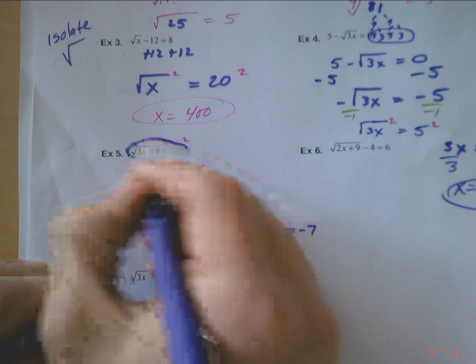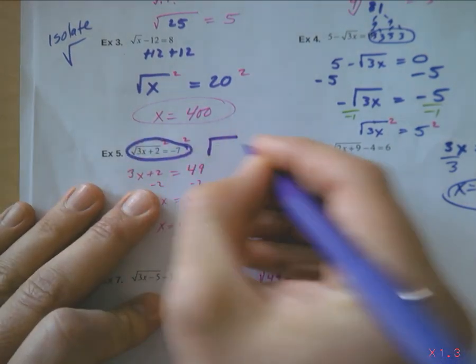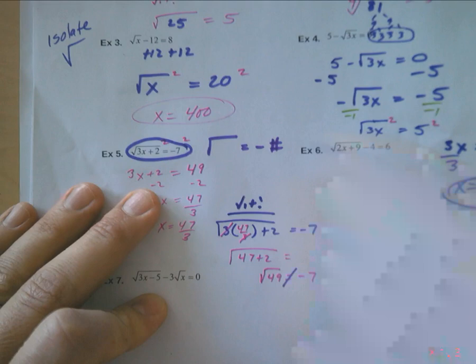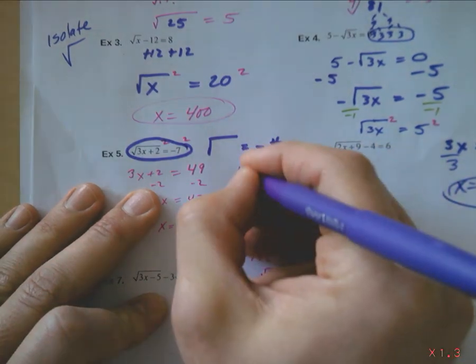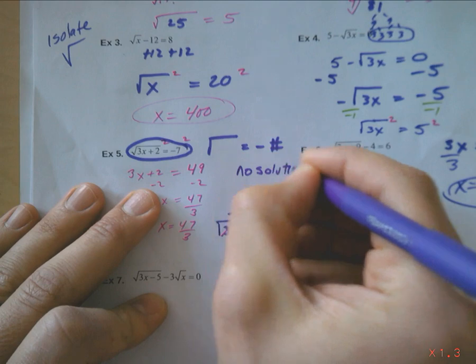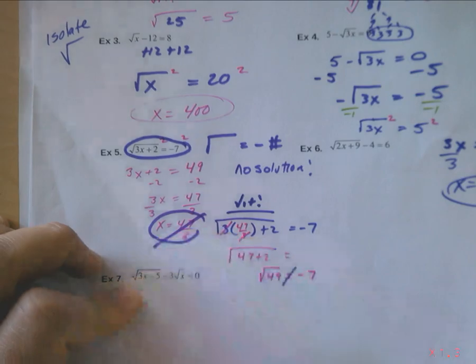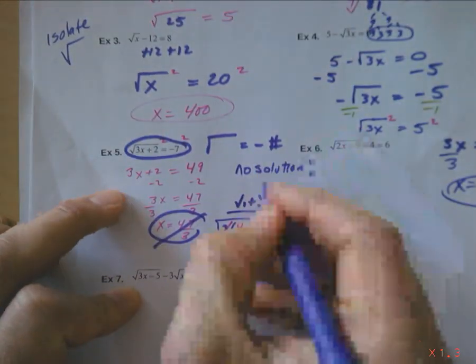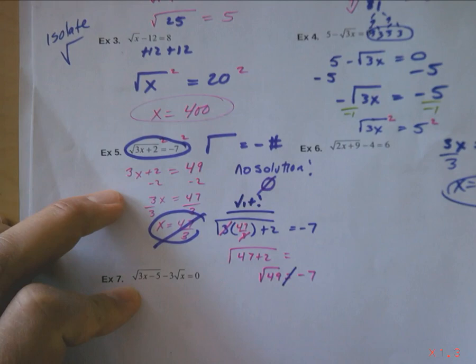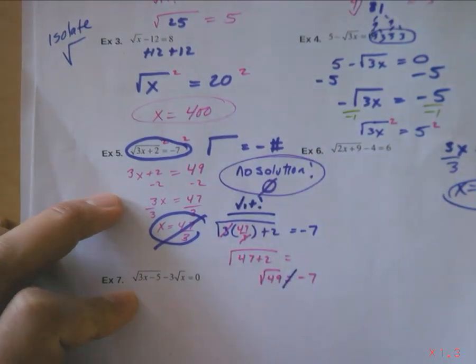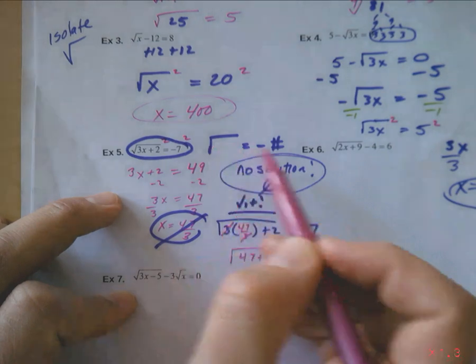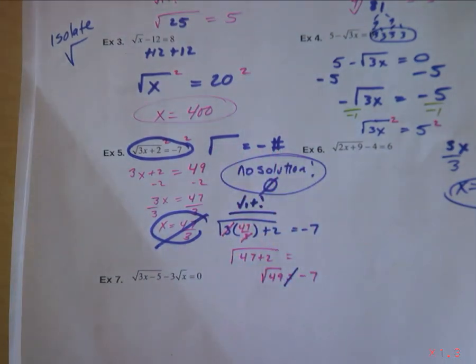So anytime you see this on homework, anytime you have a square root by itself equal to a negative number, then you can go right away and say no solution. 47 over 3 does not work out. The answer is the empty set, the null set. We'll circle it with the slash through it. It's no solution. So again, anytime you see a square root equal to a negative number, you've isolated the square root and everything on the right side is negative, no solution. This was one of those examples where it doesn't work out.